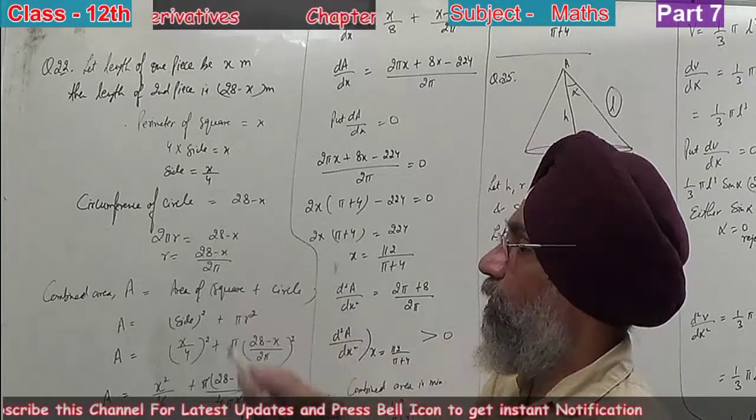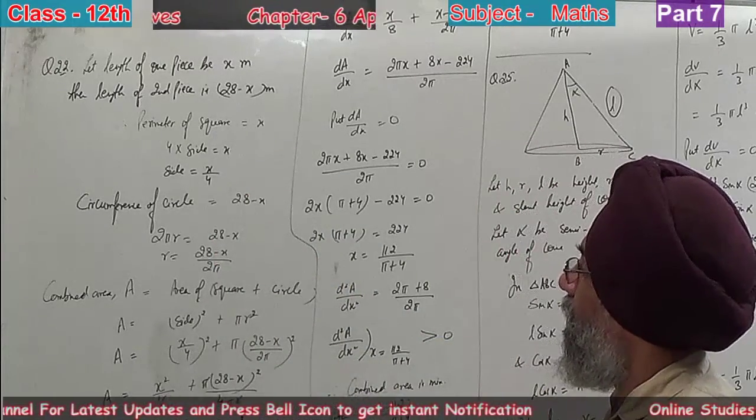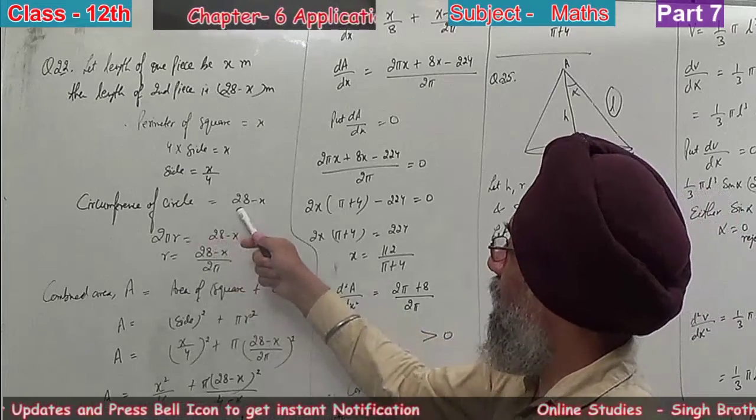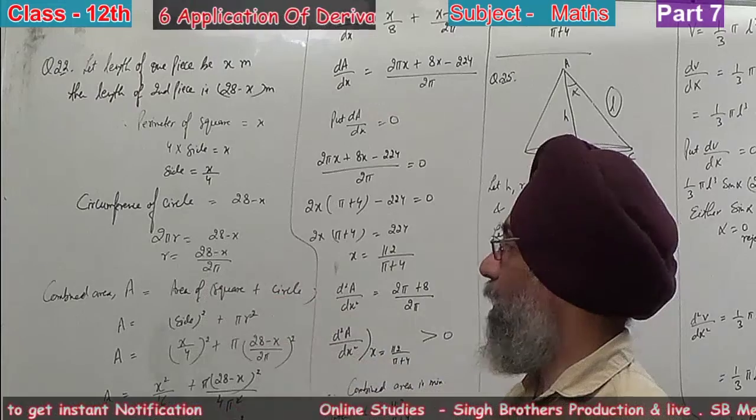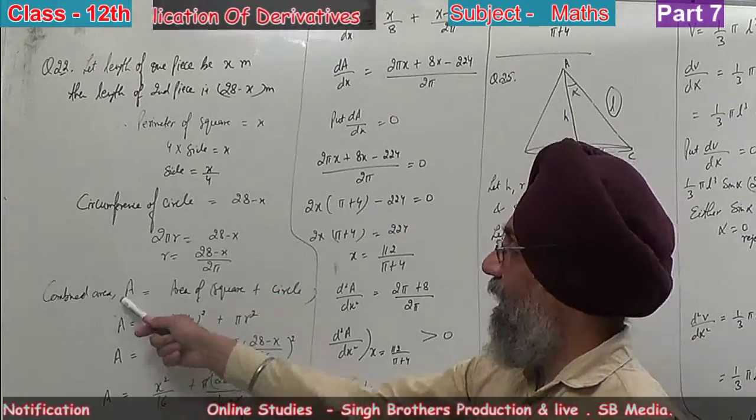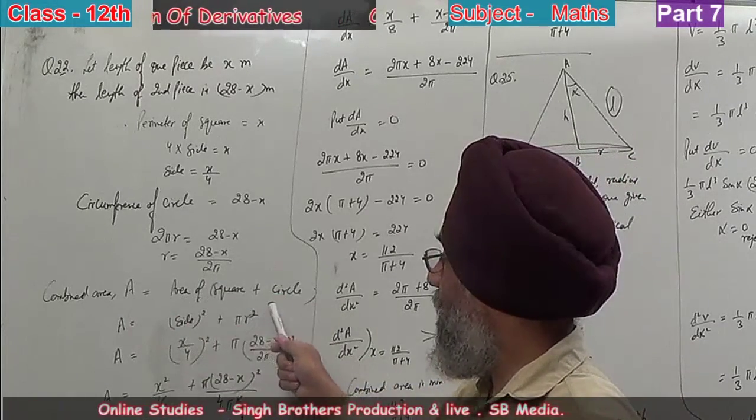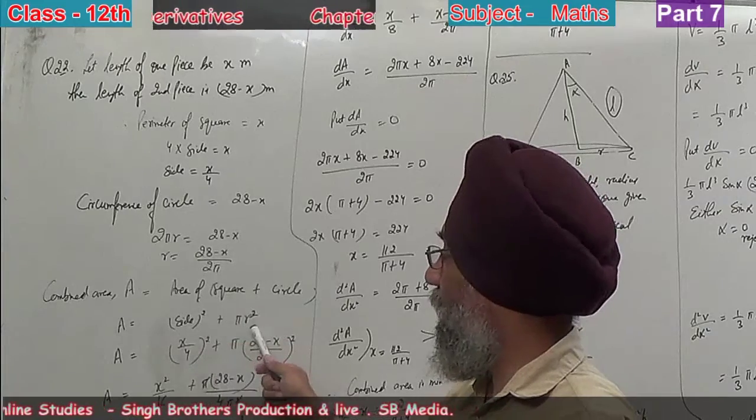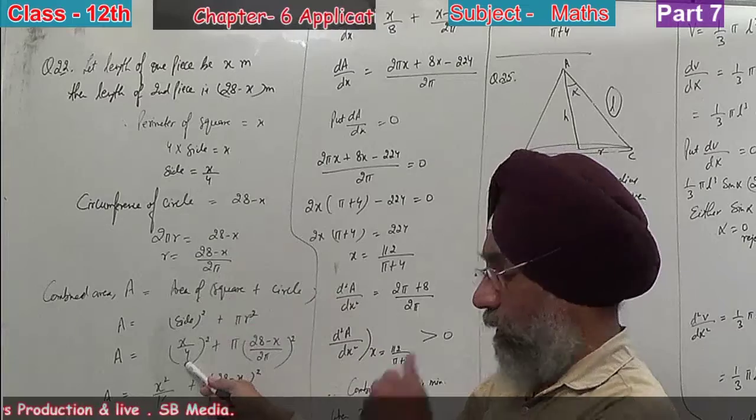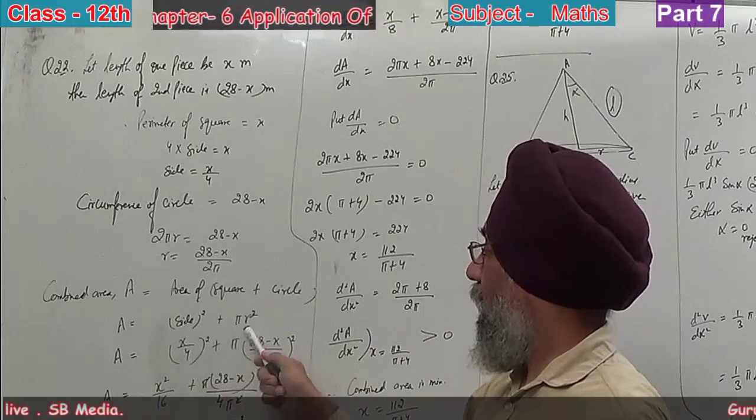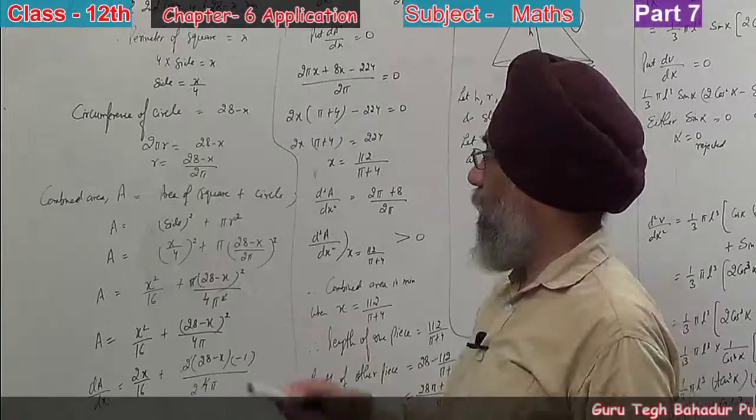The second piece is converted into a circle. In a circle we have the circumference. Circumference of the circle is 28 minus x. That is 2 pi r is equal to 28 minus x. r is 28 minus x upon 2 pi. Now the combined area A is the area of square plus circle, that is side square plus pi r square. Placing the value of side, x upon 4 whole square, and r, 28 minus x upon 2 pi whole square.